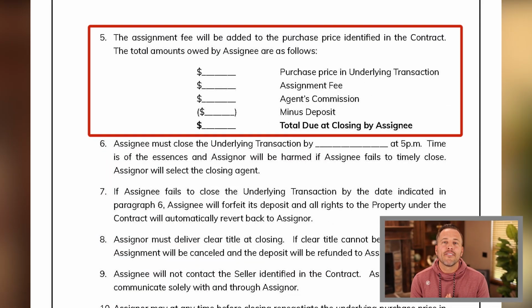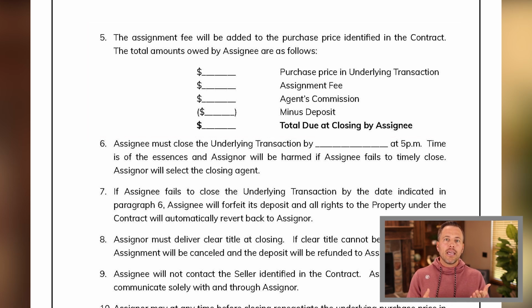All right, number 5 is going to be the breakdown of the whole entire deal. So up first, you have the purchase price of the underlying transaction. That's gonna be the price that you put the home under contract. So if I put the home under contract at $100,000 with the seller, and then the assignment fee is gonna be what you charge. So let's say it's $15,000. So you're gonna put an assignment fee of $15,000.